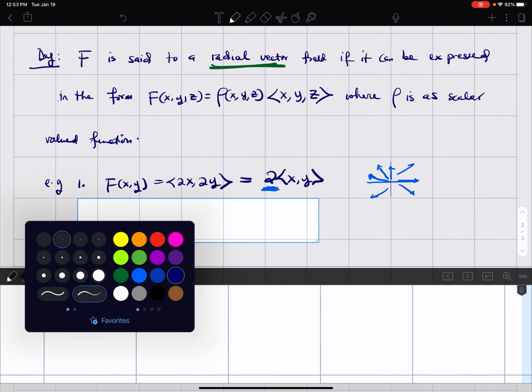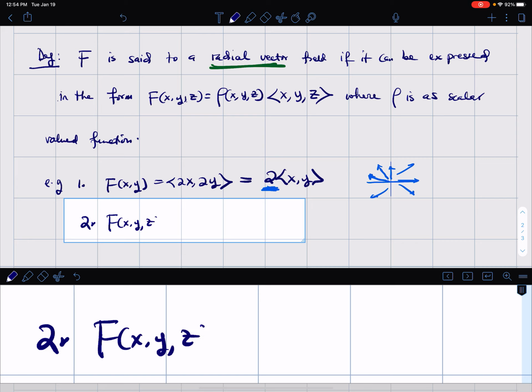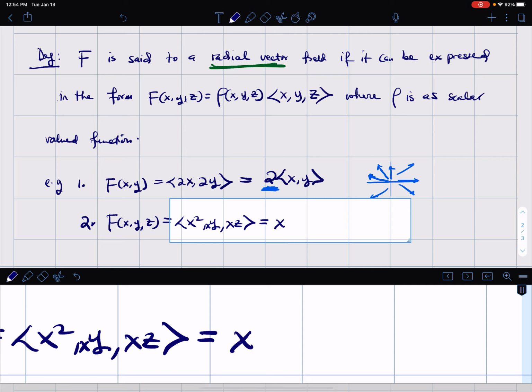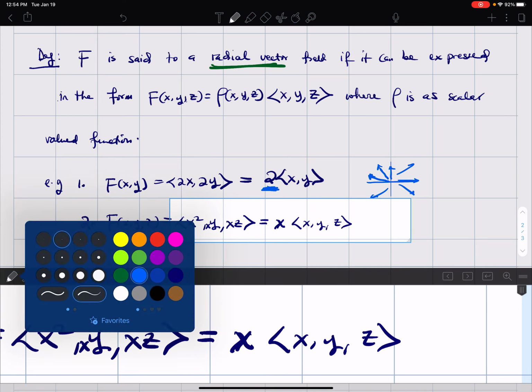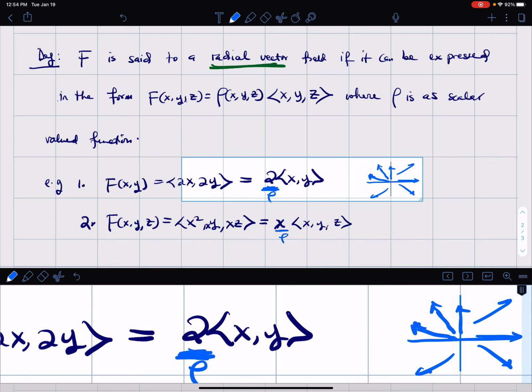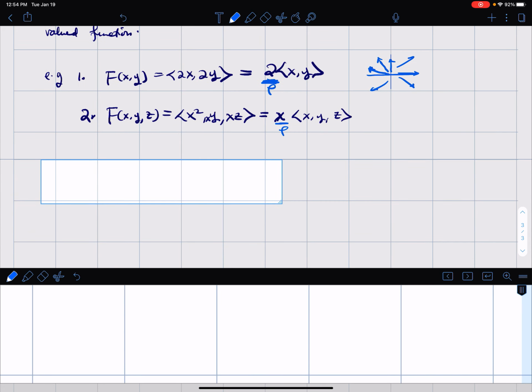And then we had another, oh, we didn't, but I can show you another example. This is in R3: x squared, xy, xz. So this is a vector field that allows us to factor out an x, and we're just left with <x, y, z>. So this is your rho in this case, rho of x, y, z. So these two are radial vector fields.